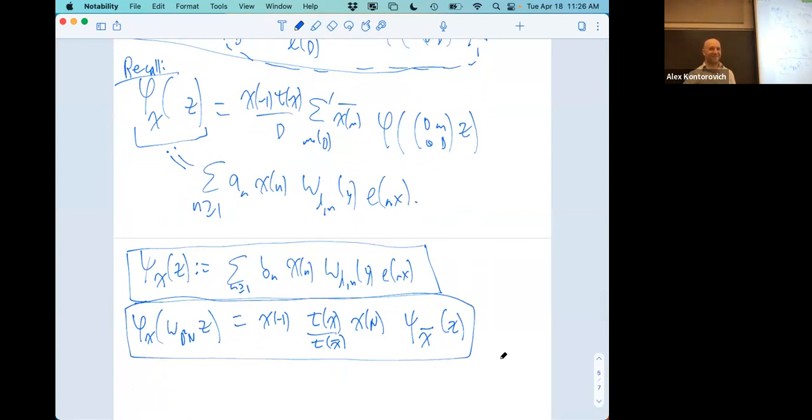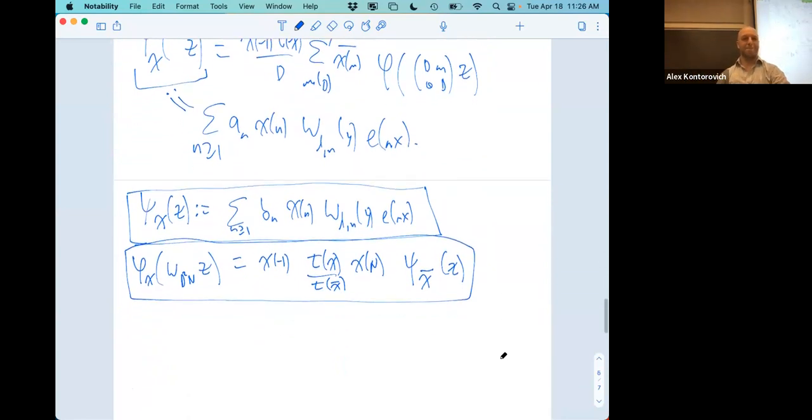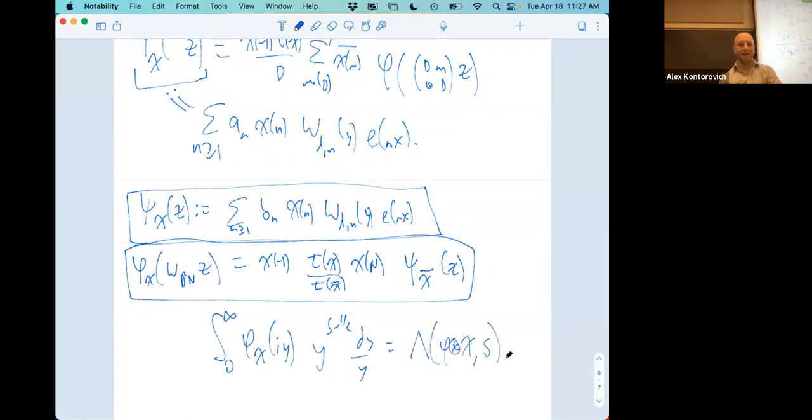Okay, so you generated this again by just computing this and being like, well, this has to convert to something about psi. So this is the correspondence. Now let's go back to our integral. The integral of psi chi of y to the s minus a half dy over y, we said was this completed L function of psi twisted by chi at s, with a 2 pi and the gammas.